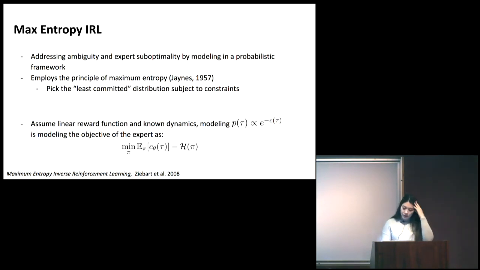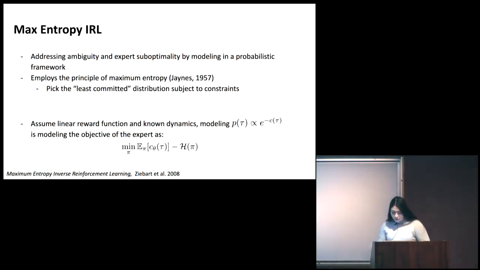Okay. So next, I'll talk about max entropy IRL. The problems that we just introduced with feature matching using max margin is that we're still not fully addressing this ambiguity problem and brushing under the rug this expert suboptimality. But this paper by Ziebart et al. in 2008 introduces a probabilistic framework in which we can think about modeling the expert behavior. And this employs the principle of maximum entropy. So basically, what we want to do is pick the least committed distribution, subject to the constraint that we still need to be matching the feature expectations.